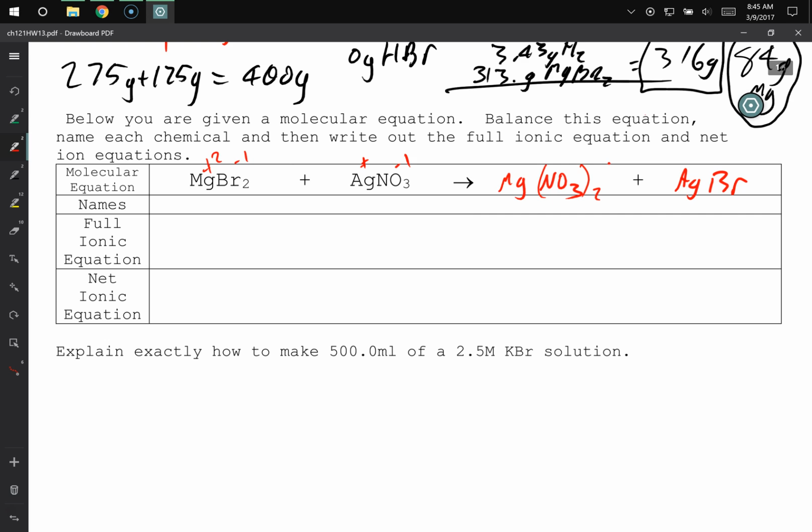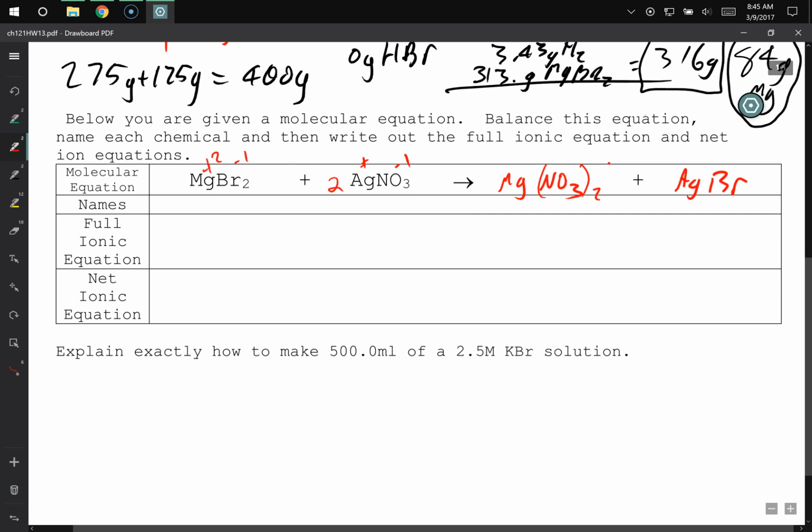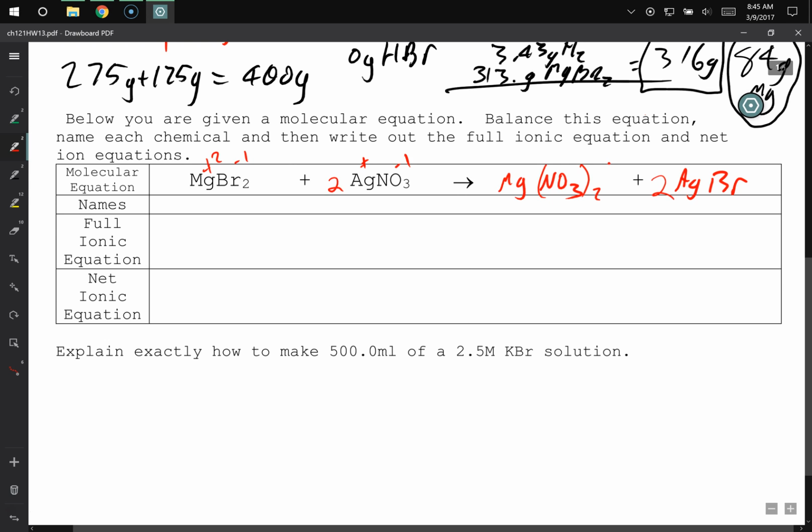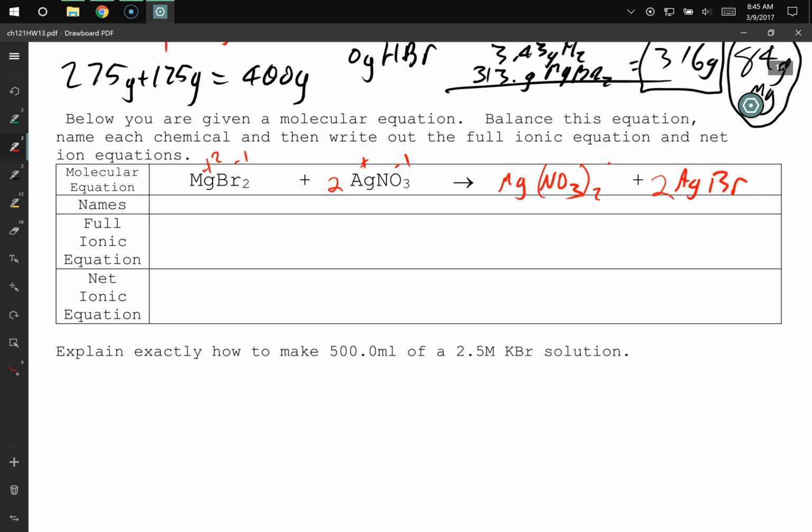So when I just did that, I added another nitrate to the whole problem. So what do I need to do to the other side of the equation? I'm going to need to put a 2 right here. So now I have 2 nitrates. But that did what for me? Gave me 2 silvers. So I need to put a 2 in front of this, which was really good because I needed to put a 2 in front of that anyway. For what reason? Because I started off with 2 bromines. So there's my reaction.